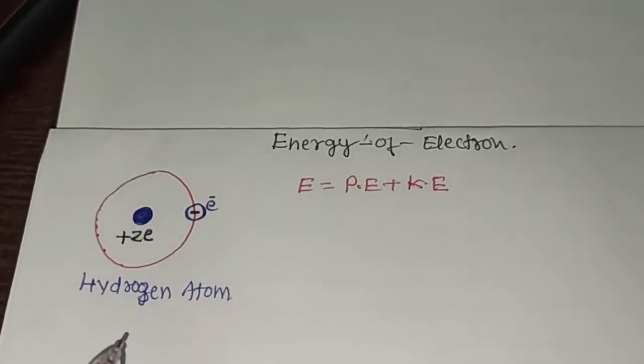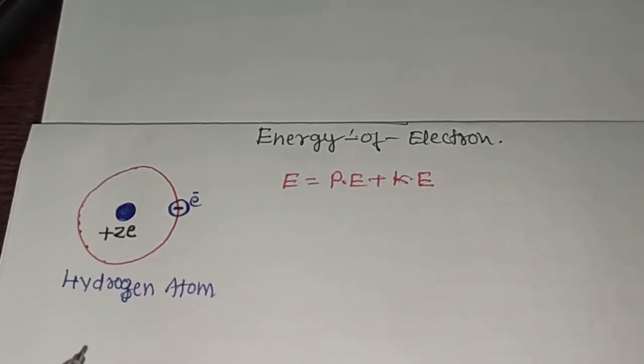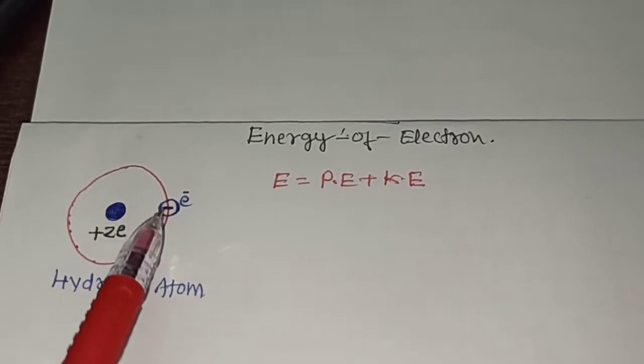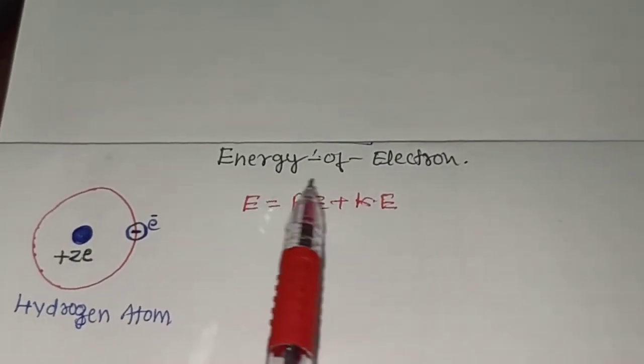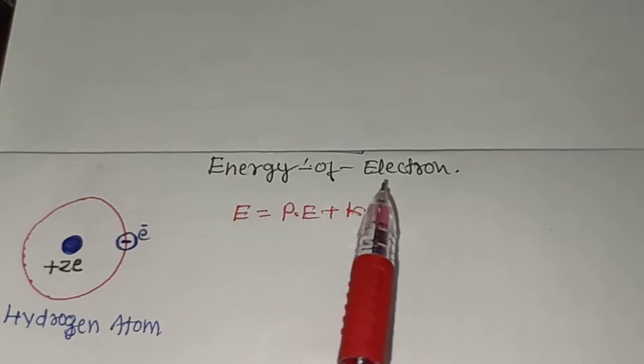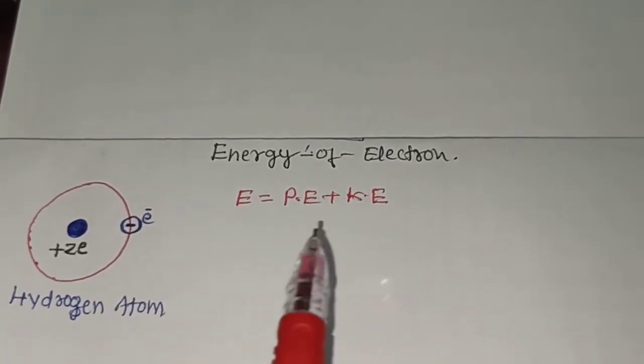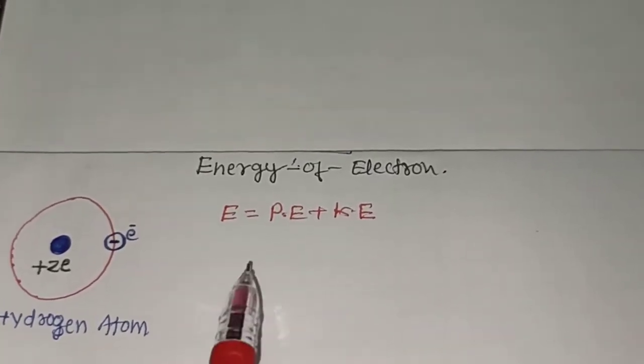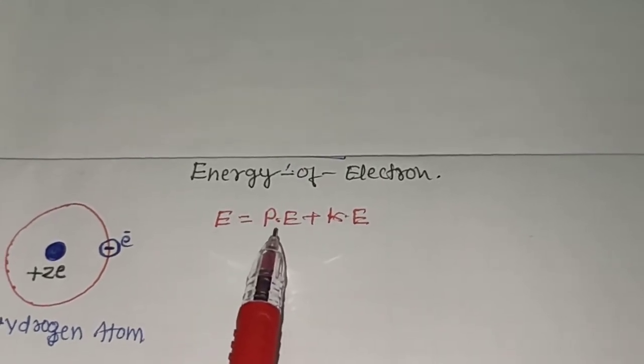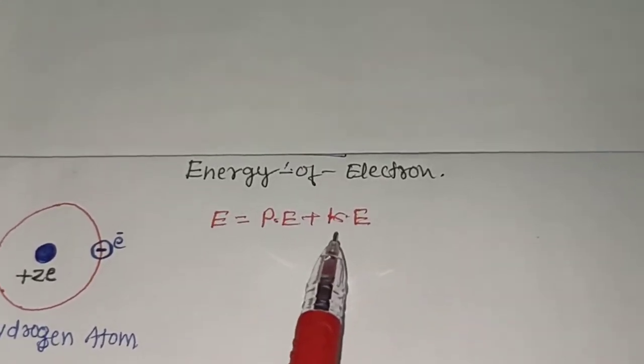In this video, we will discuss, you can see that this is the hydrogen atom and this is the electron, and we will discuss in this video the energy of the electron. And you know that I wrote one formula over here. So energy of electron is the sum of the potential energy plus kinetic energy.